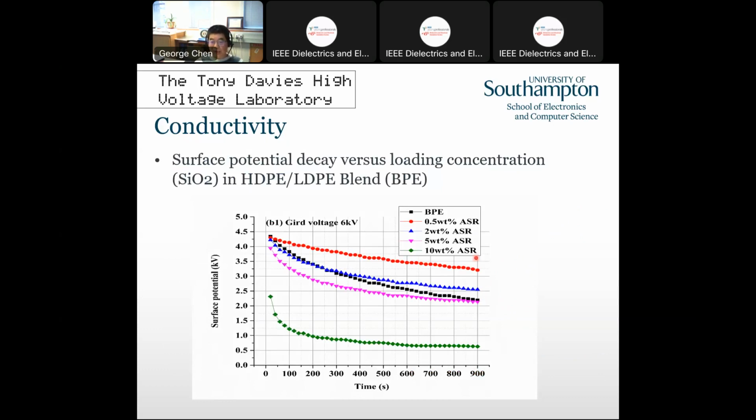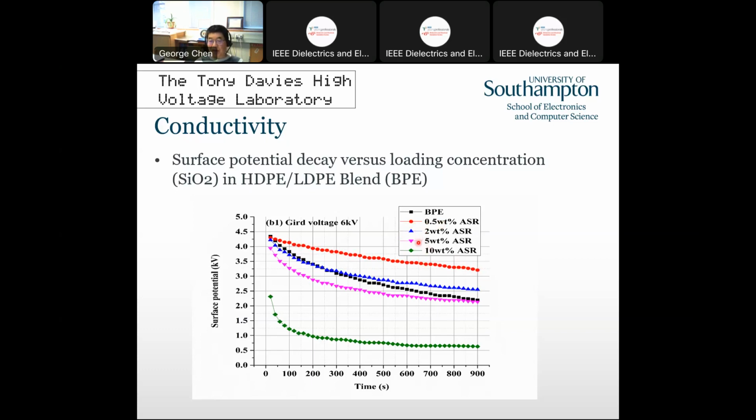So here clearly, the black one is without any additives. And then we have different amounts of silicon oxide added into it. And we clearly see that when we have 0.5%, the surface potential decay is very slow. That means it has a deep trap and is playing into effect.